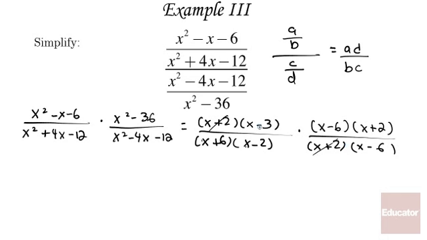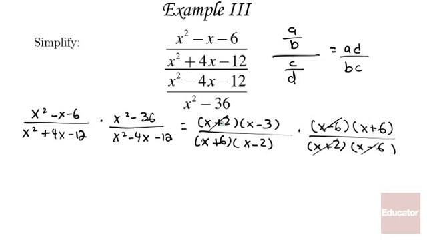Okay, I have x minus 3. I do not have that in the denominator. I have an x minus 6 in the numerator and in the denominator. Oh, this is an error. Let's go back just for a second. This actually should be an x plus 6. Difference of 2 squares, x squared minus 36. That's x minus 6, x plus 6.